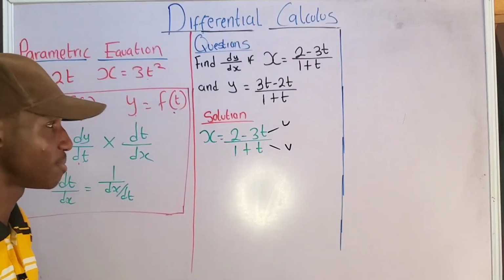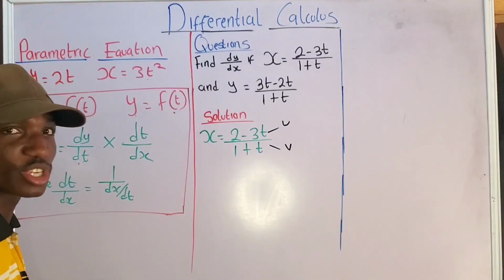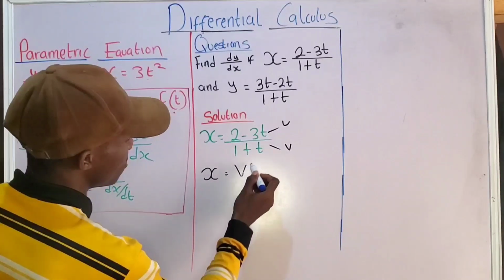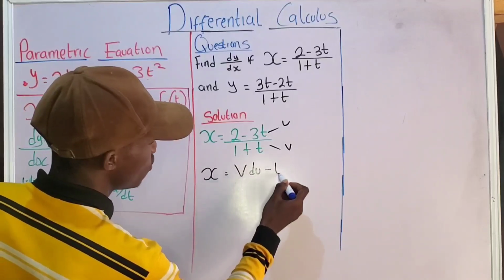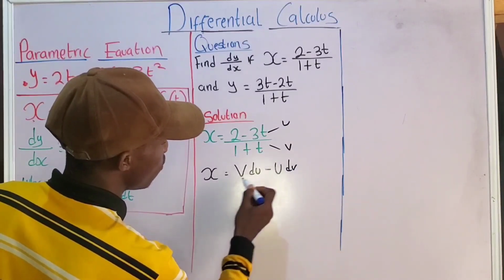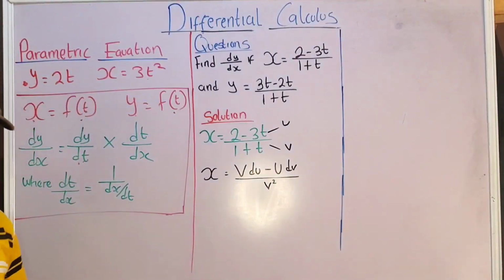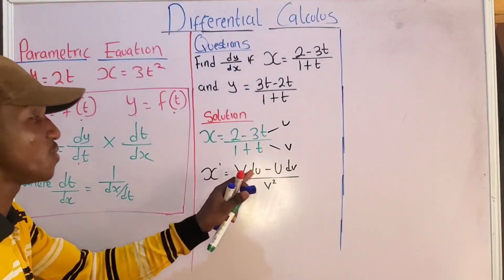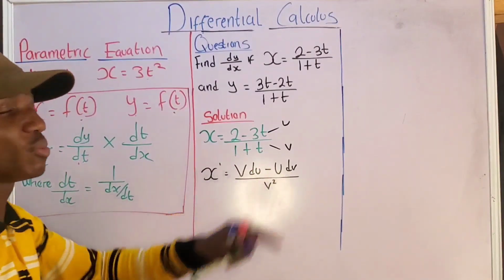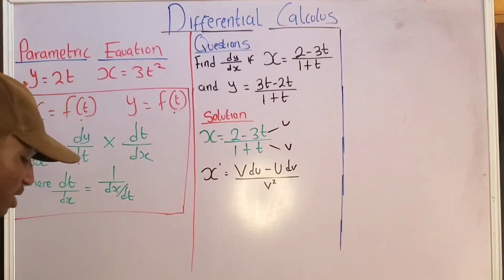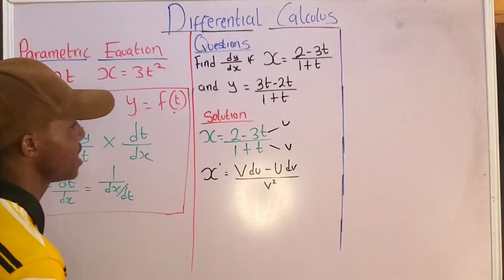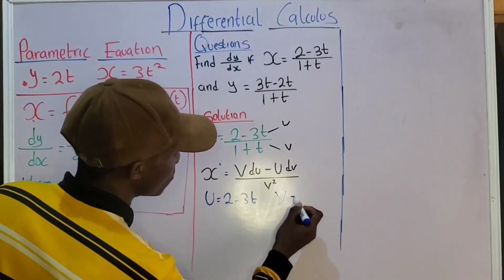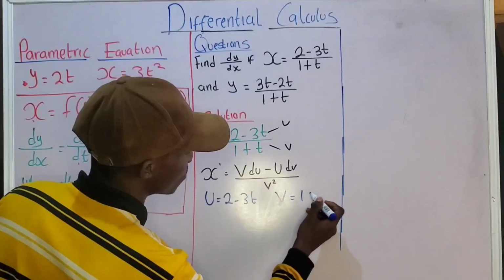Now, how do we differentiate this? Pay attention. According to quotient rule, the derivative of x is equal to v multiplied by derivative of u minus u multiplied by derivative of v, all over v squared. This is the quotient rule of differential calculus. Now, let us take it step by step. In this case, u is the numerator, that is 2 minus 3t, and v is the denominator, which is 1 plus t.